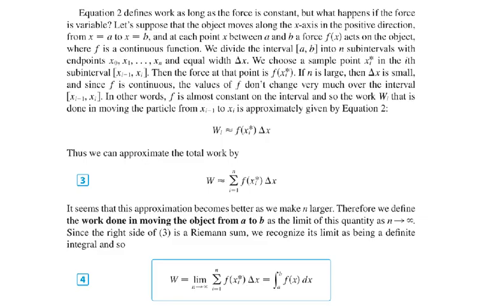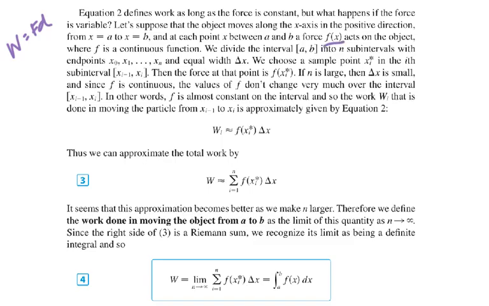Now, when we start this, it says equation 2. And equation 2 is work equals force times distance. So it defines work as long as the force is constant. But if the force is not constant, you have to consider what happens then. So suppose the object moves along the x-axis in the positive direction from A to B, and to each point in between, the force acts on the object by f of x.